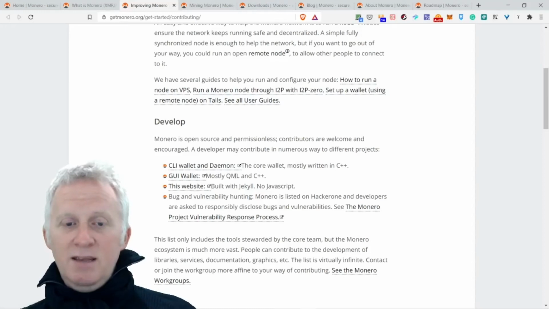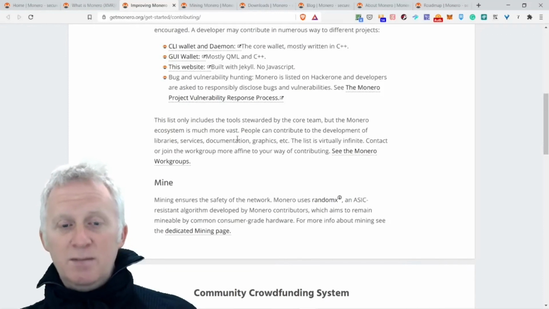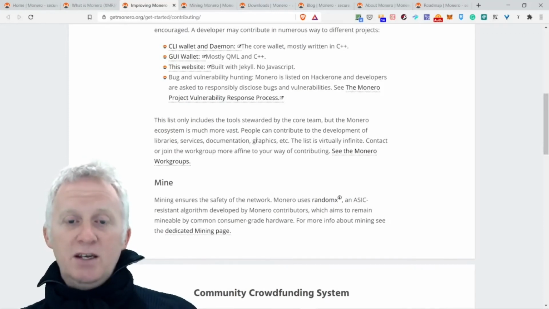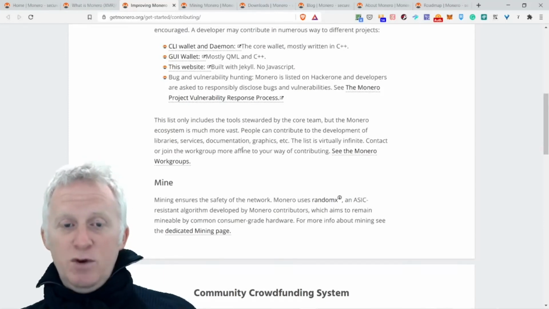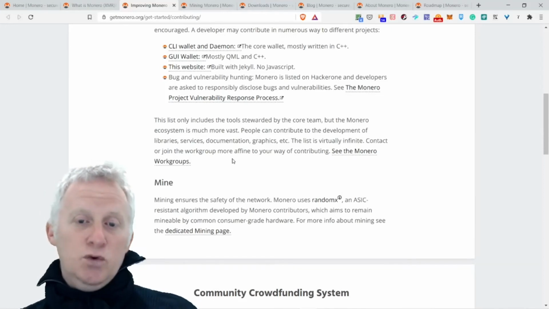The Clean Wallet and Demons, QE, the wallets, this website, Bug and Vulnerability Hunting. The list only includes the tools stewarded by the core team, but the Monero ecosystem is much more vast. People can contribute to the development of libraries, services, documentation, graphics, etc. The list is virtually infinite. Contract or join a work group more affine to your way to contribute.